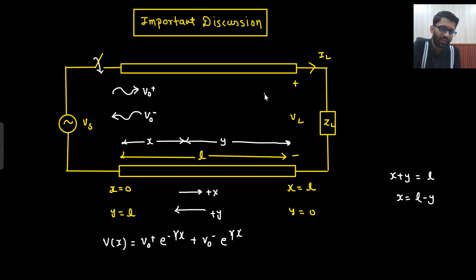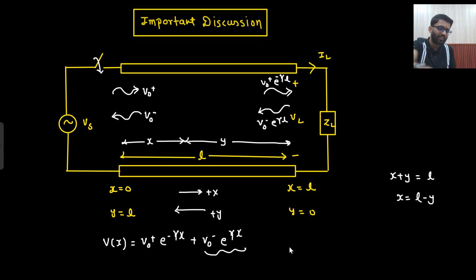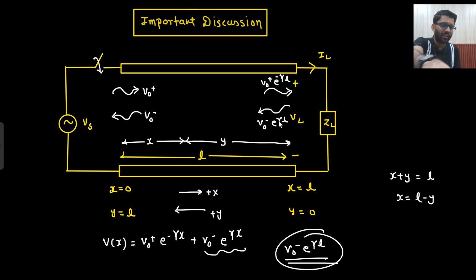So this V naught plus traveled down and reached here. How did it reach here? It will become V naught plus e to the power minus gamma L. Now it will be reflected back. So now it will be called V naught minus e to the power plus gamma L. Once it is reflected back, if you put x equals to L here, what are you getting? V naught minus e to the power gamma L. So here you have V naught minus e to the power gamma L.